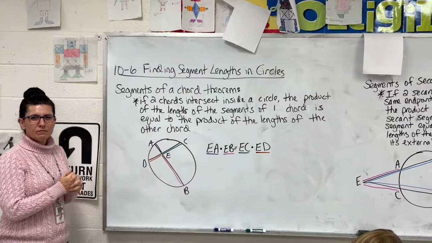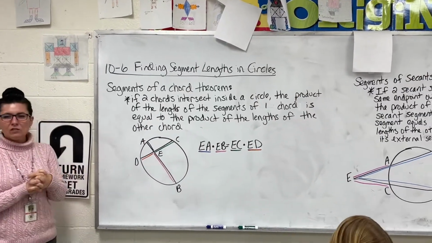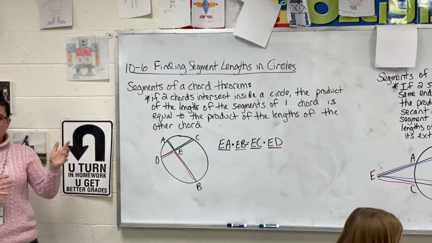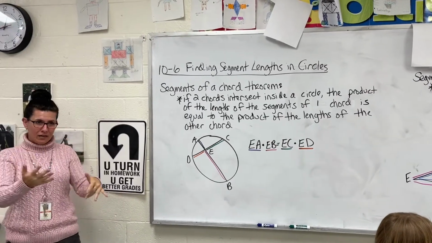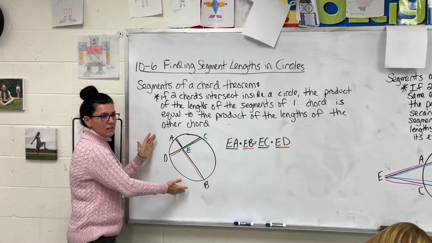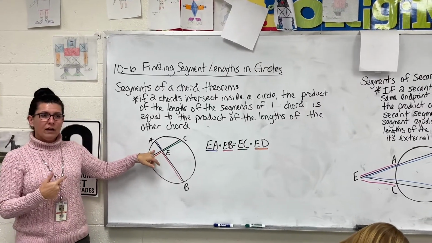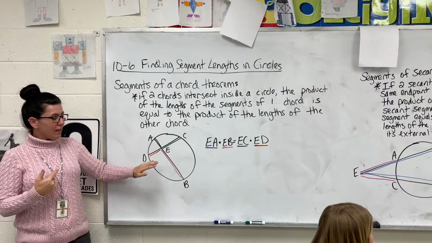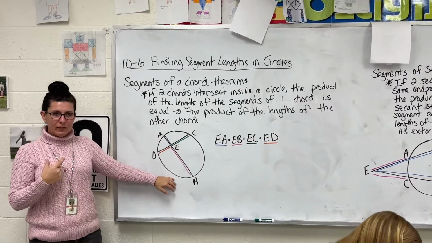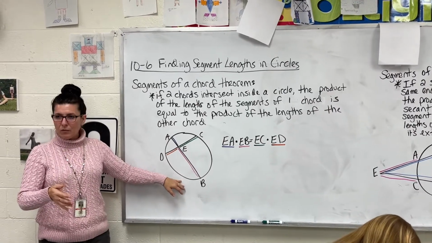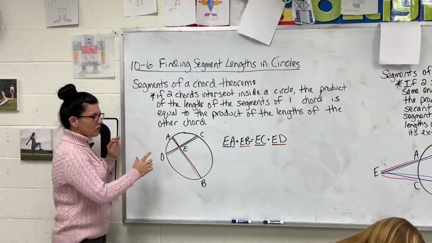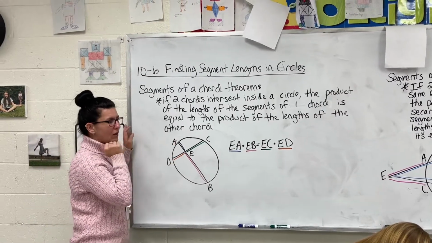Okay, we're finding segment lengths in circles. Be really careful that what we're learning today doesn't get confused with what we did last time. For example, this looks very similar to what we learned last time with angles inside the circle that are formed by two chords. Today we're talking about segments. Totally different idea than the last couple of lessons that we've done. So we're talking about segments both inside and outside the circle.